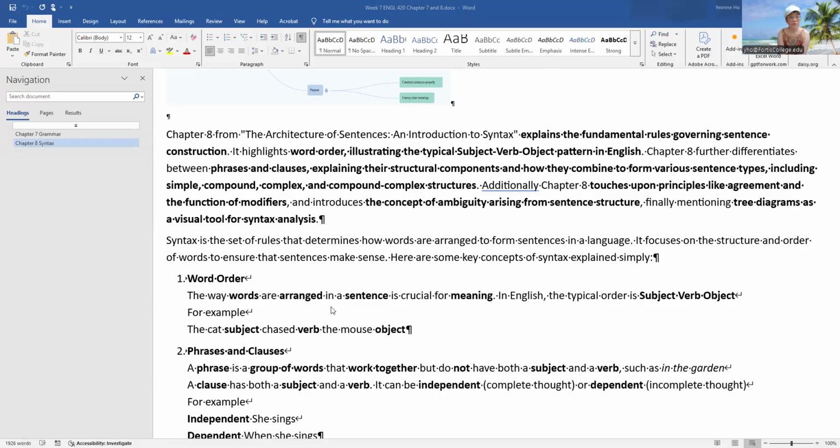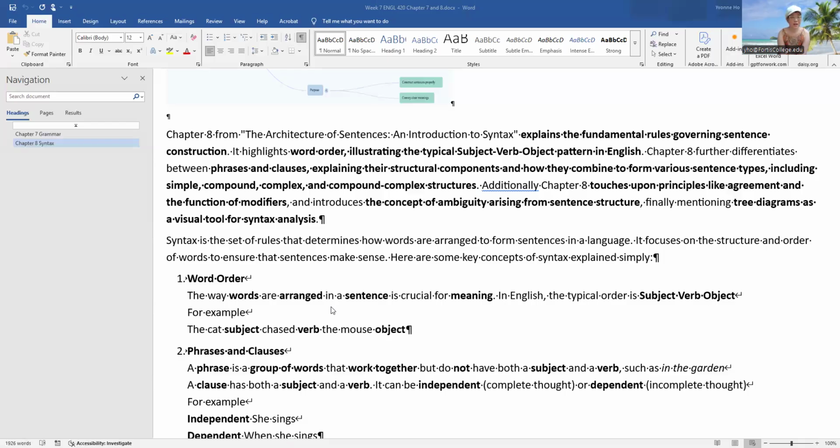Chapter 8 further differentiates between phrases and clauses, explaining their structural components and how they combine to form various sentence types, including simple sentence, compound sentence, complex sentence, and compound-complex structures. Chapter 8 touches upon principles like agreement and the function of modifiers and introduces the concept of ambiguity arising from sentence structure, finally mentioning tree diagrams as a visual tool for syntax analysis. And I love tree diagramming.